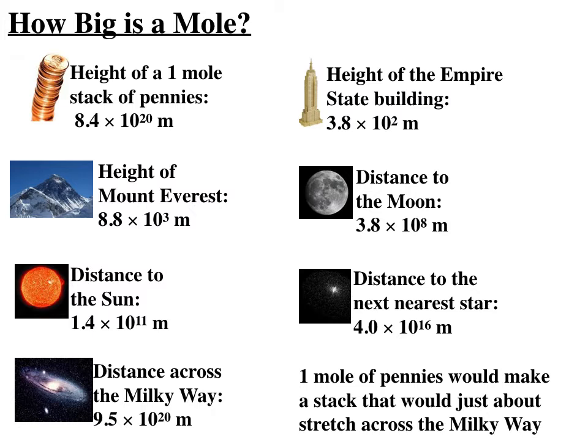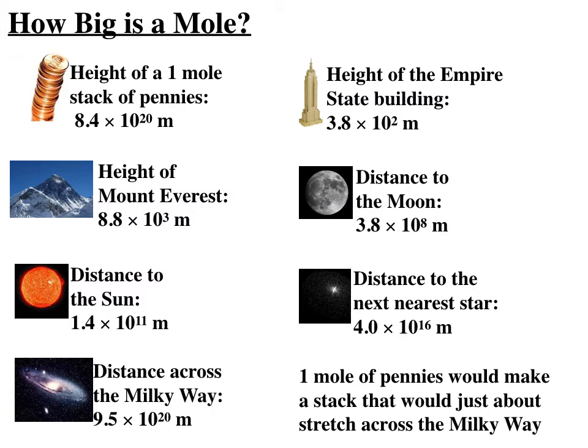The distance to the sun is 90 some million miles, and in meters that is 1.4 times 10 to the 11th meters. So our mole stack of pennies goes past the sun. The next nearest star is 10 to the 16th meters away. Nope, we're not quite there yet. The distance across the Milky Way, our galaxy that our planet and solar system are in, is 9.5 times 10 to the 20 meters across. So our mole stack of pennies would extend the distance across the galaxy.